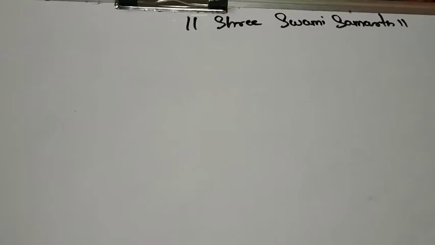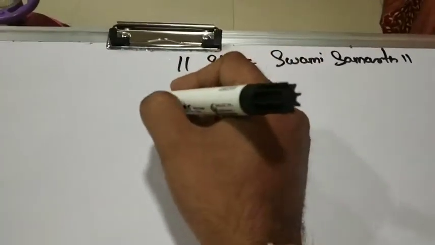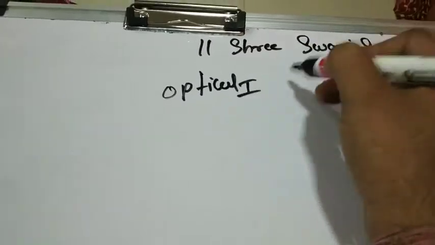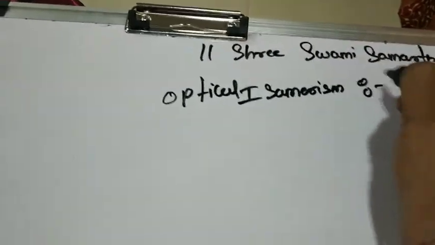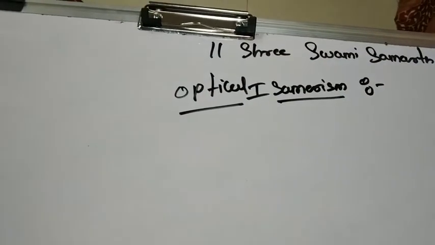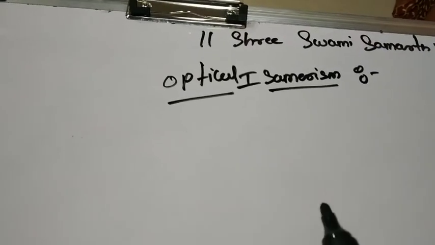Hello, we are back here again with one more new video. Now in this particular video we will be talking about the concept of optical isomerism. Right? In the last lecture we had learned about the concept of positional isomer and the chain isomer. In this video we will be learning about optical isomerism.